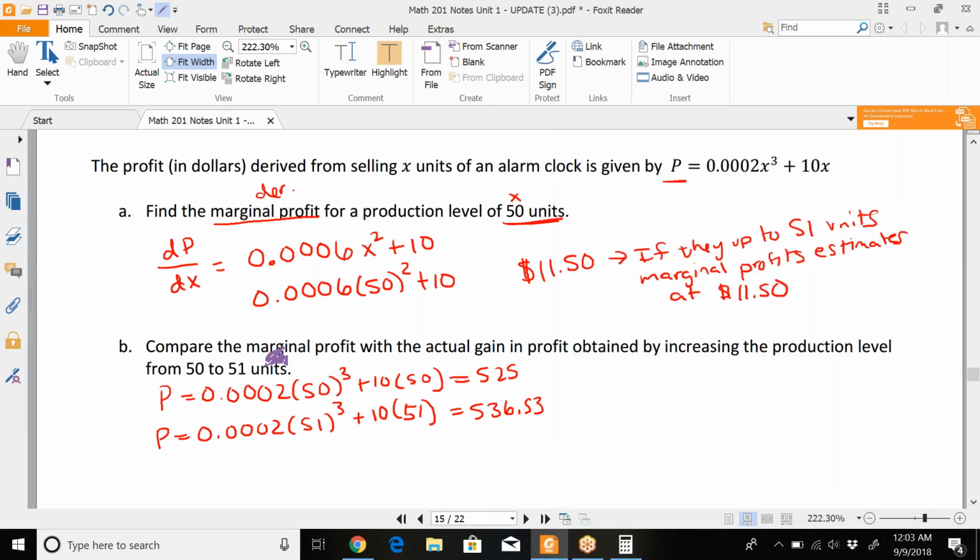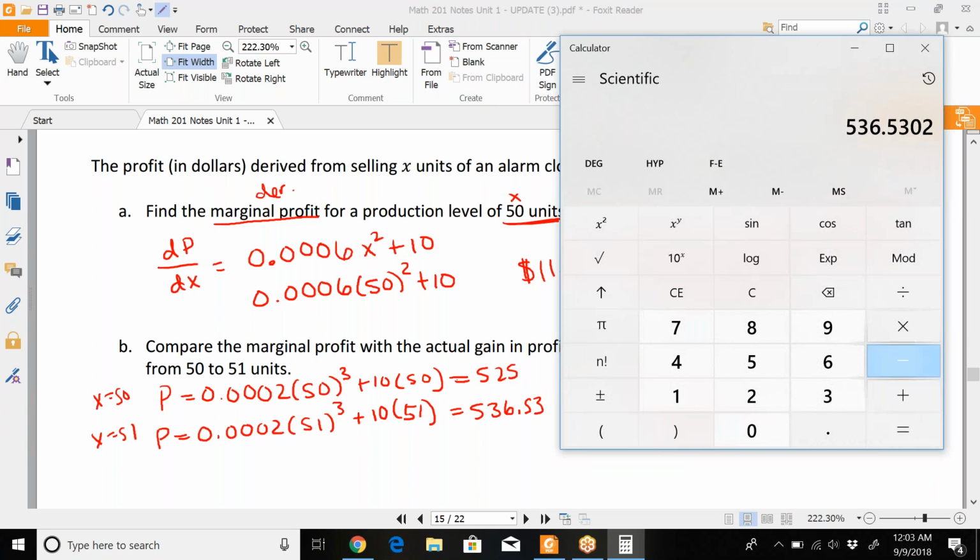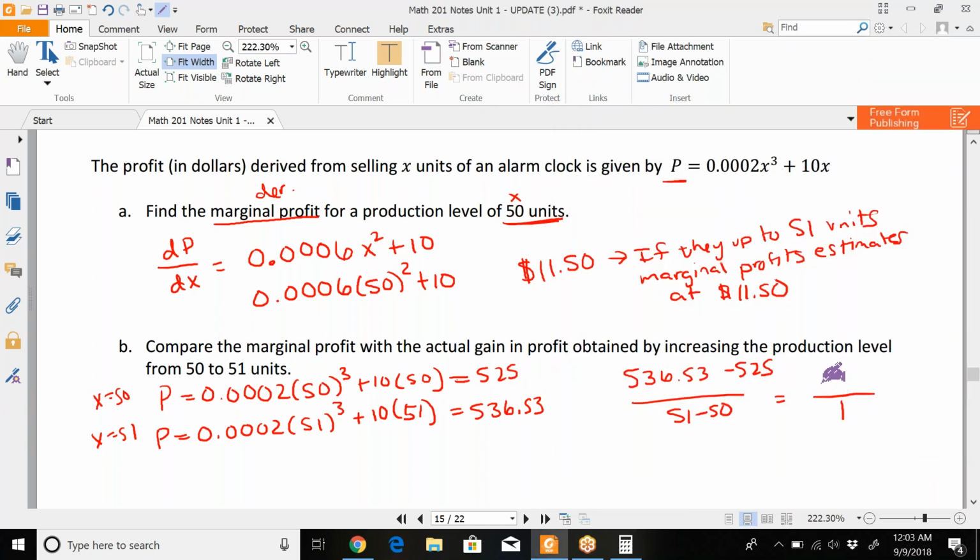And then let's remember, this is two ordered pairs. This was when x equals 50. This was when x equals 51. And remember, these are like our y values. So we're going to be doing the slope of 536.53 minus 525 over 51 minus 50. The bottom is just 1. The top ends up being 11.53. So that's pretty close to what we estimated using the derivative. That's the actual change.